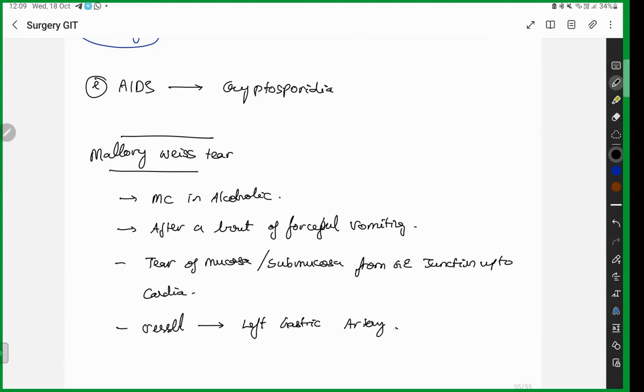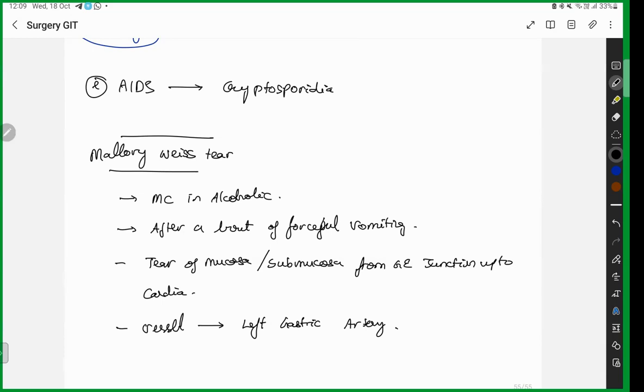Now the question arises, how do you differentiate this Mallory Weiss tear from the previous one which we have discussed in the esophagus? That is going to be Boerhaave's syndrome. In Boerhaave's syndrome, there is going to be a perforating tear. It also occurs in alcoholic patients, but Boerhaave's syndrome is a perforating disease. So I want you to remember that.